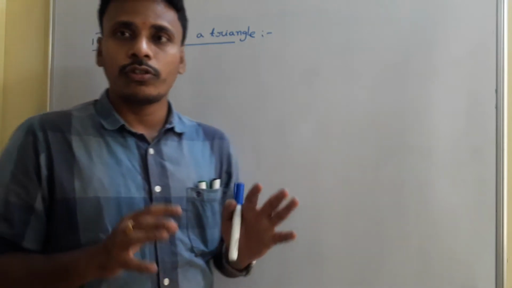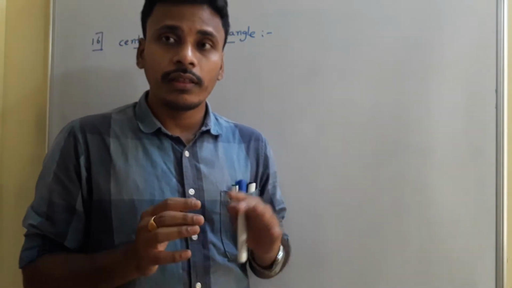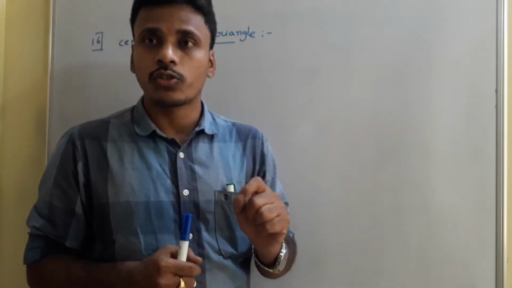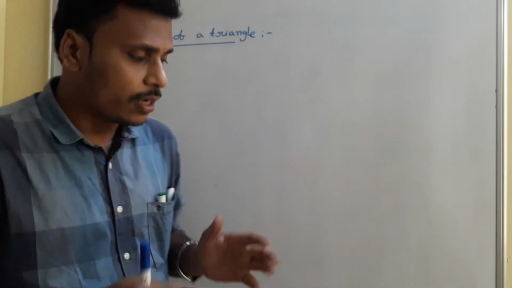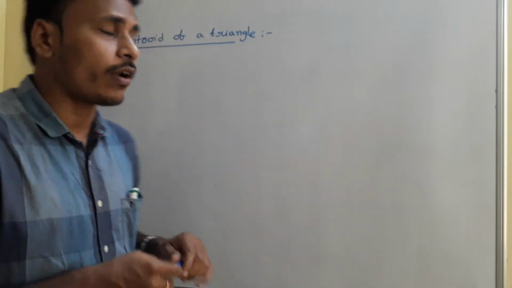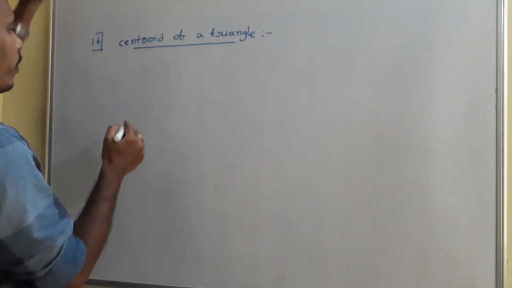In the last class we discussed the areas and their formulas. In this class I am going to discuss the formulas and the logic to solve problems related to the centers of a triangle: centroid, circumcenter, incenter and orthocenter. First of all, the centroid of a triangle.